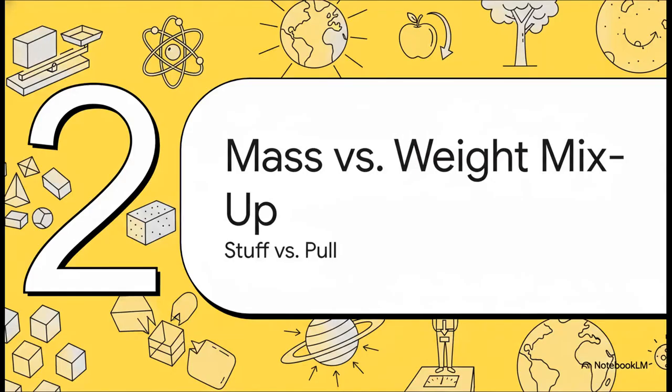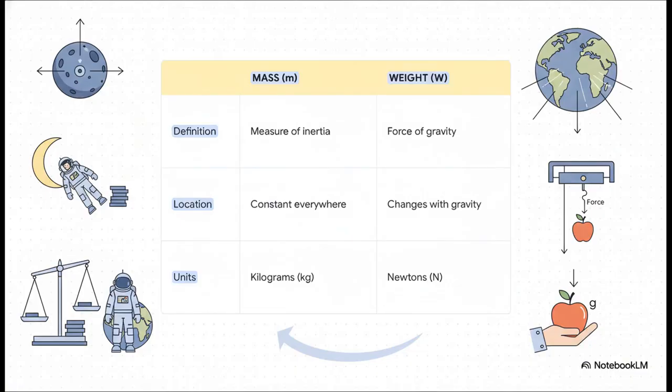Okay, so if weight is the pull of gravity, then what in the world is mass? This is where the big mix-up always happens, so let's just break it down side by side. This chart really lays it all out. Over on the left, we've got mass. Just think of it as the amount of stuff an object is made of. The crucial thing here is that your mass is constant. It's the exact same whether you're on Earth, the moon, or floating in deep space. And we measure it in kilograms.